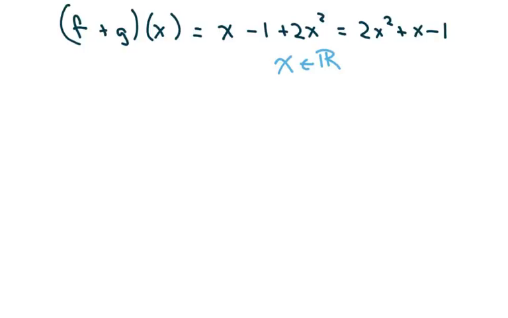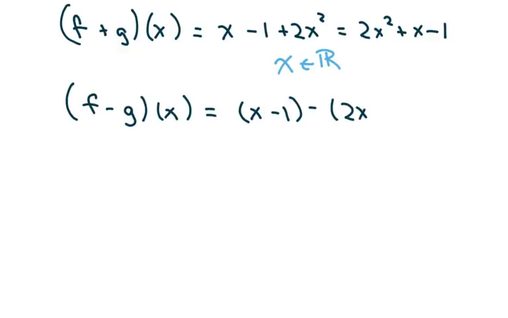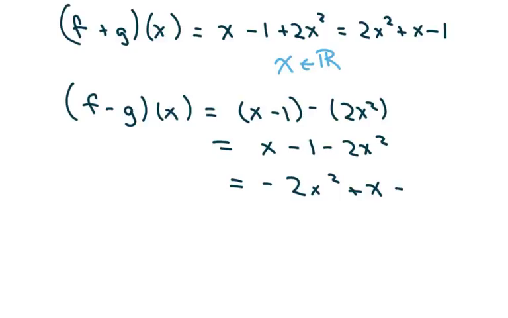All right. The next one is f minus g of x, and that's going to equal x minus 1 minus 2x squared, which gives us x minus 1 minus 2x squared, which equals negative 2x squared plus x minus 1. And again, the domain is all real numbers.